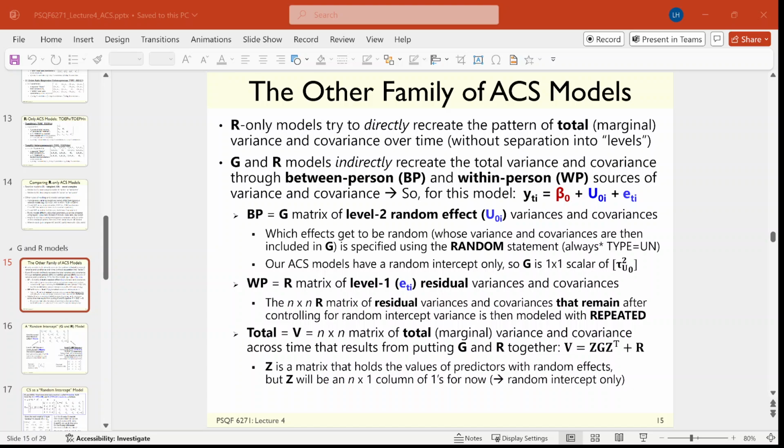Now, can you explain, Lisa, what you said, residual, meaning level 1, not just leftover? Yeah, the word residual is highly contextual in terms of what it means. When you see residual variance as a parameter on your output, it means leftover. So, if you have an R-only model, then all the leftover variance is in one matrix, and that's why they call it residual in the leftover sense. When you add G, the definition of residual switches to not just be leftover, but leftover at level 1 specifically. That's what I was trying to say.